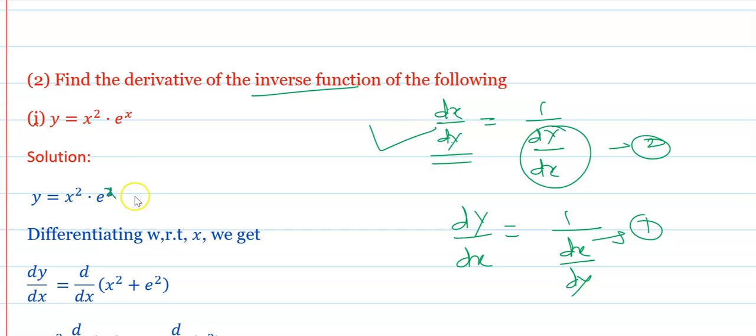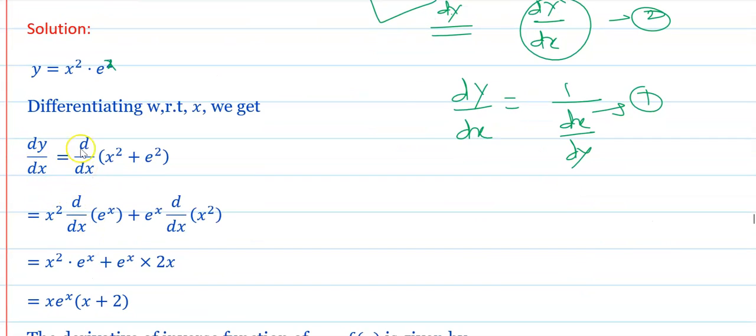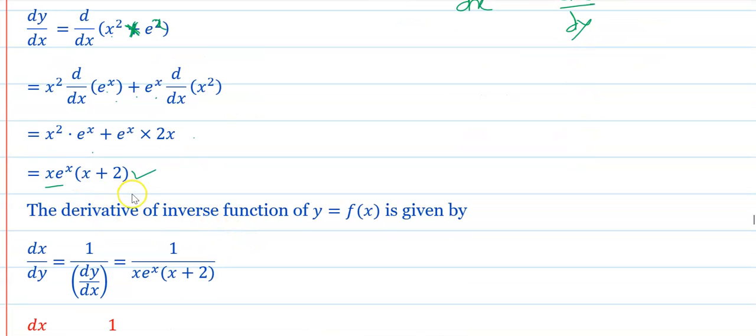This is the e raised to x. Apply the product rule. dy by dx is equals to ddx of, sorry, here multiplication sign पाहिजे, ddx of x square into e raised to x. Now here apply the product rule. X square into derivative of e raised to x plus e raised to x into ddx of x square. Derivative of e raised to x is e raised to x. Derivative of x square is 2x. Okay. X into e raised to x as a common. Then in bracket you will get x plus 2. X into e raised to x in bracket x plus 2.